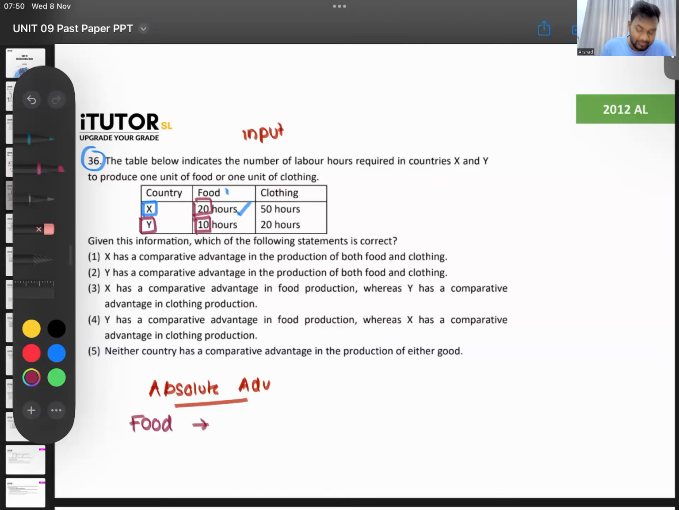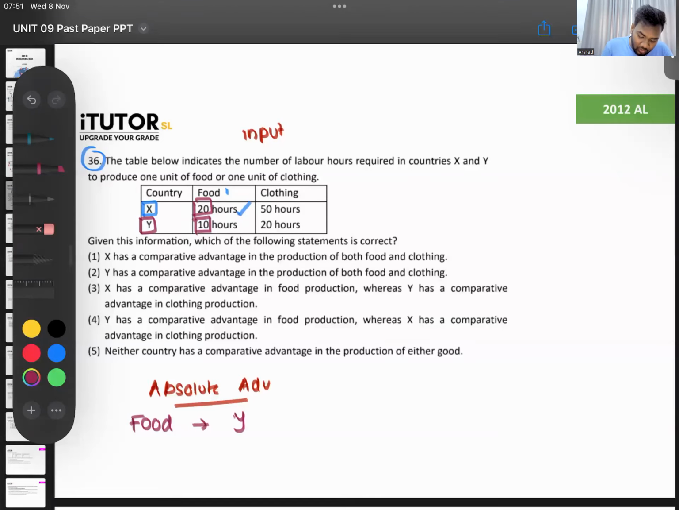Now, on the columns, they have given the goods. On the rows, they have given the countries. So, you can interchangeably use this. You have to read it carefully. So, who has the absolute advantage for food? Who is taking the lesser amount of labor hours? Country Y. So, you can say Y.